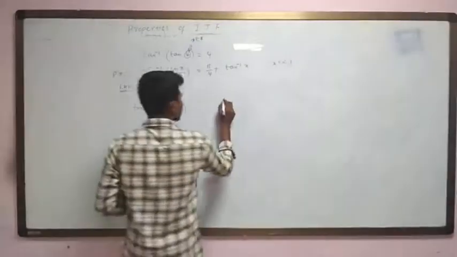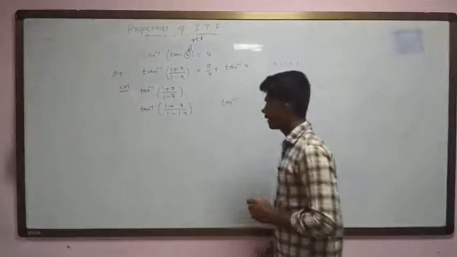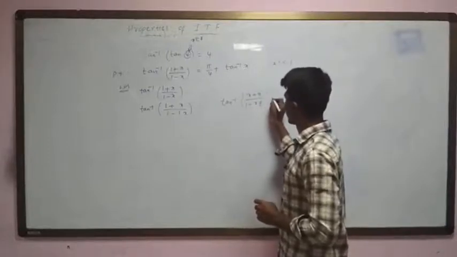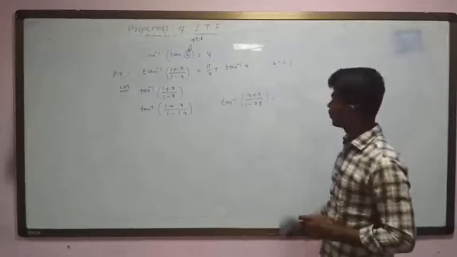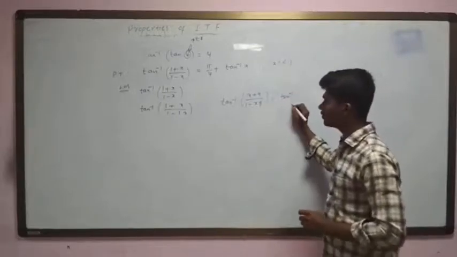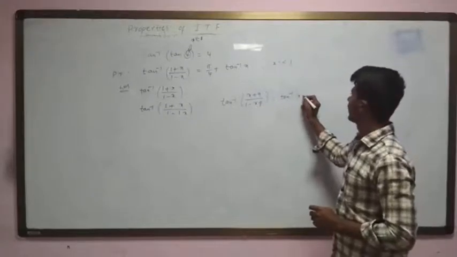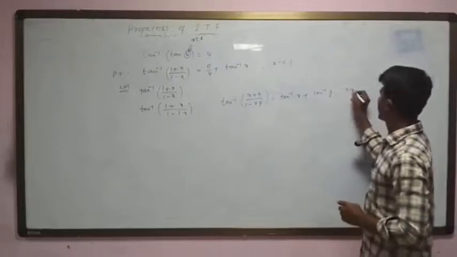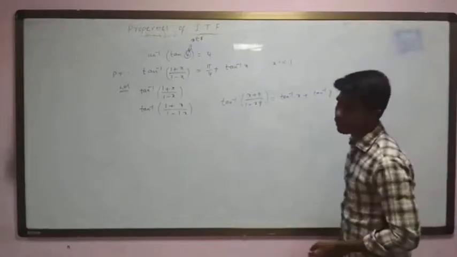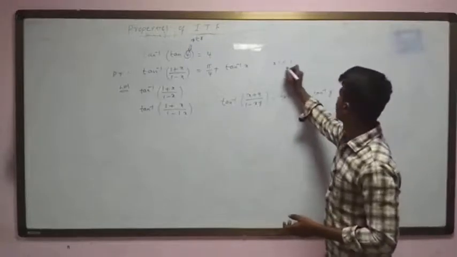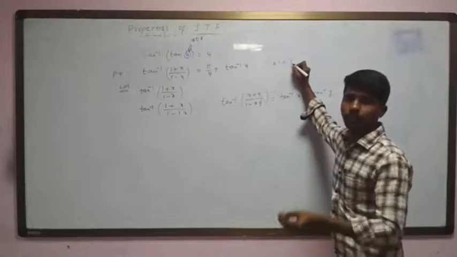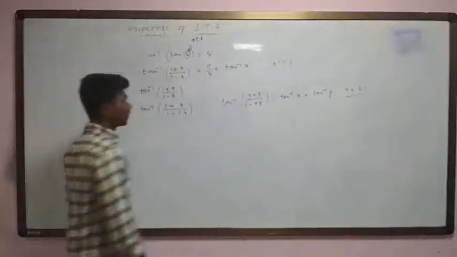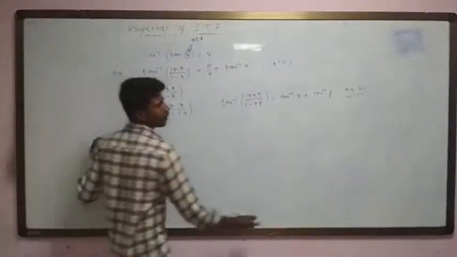So we have a formula: tan inverse of x plus y by 1 minus xy is equal to tan inverse x plus tan inverse y, where xy is less than or equal to 1. So here these are variables. At this time we can see that x is less than 1, and x into 1 is also less than 1, right? So we can apply this formula.